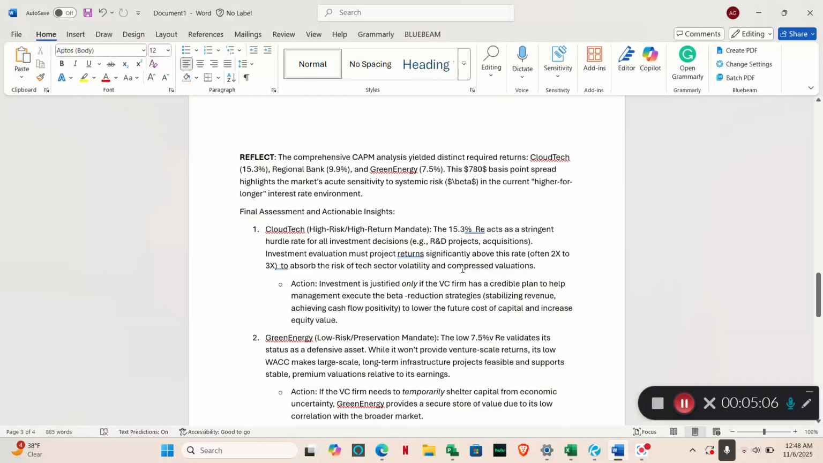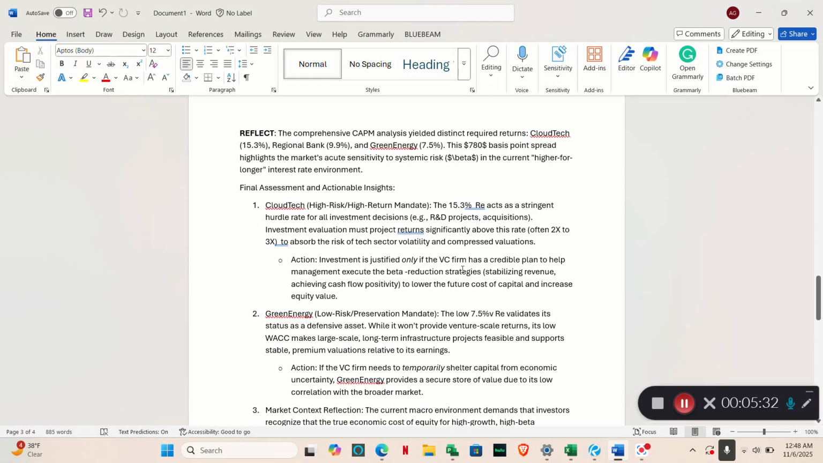So to reflect on this, the comprehensive CAPM analysis yielded distinct required returns. CloudTech is about 15.3%, Regional Bank at 9.9%, Green Energy at 7.5%. This basis point spread highlights the market's acute sensitivity to systematic risk, which is known as beta, and the current higher-for-longer interest rate environment.